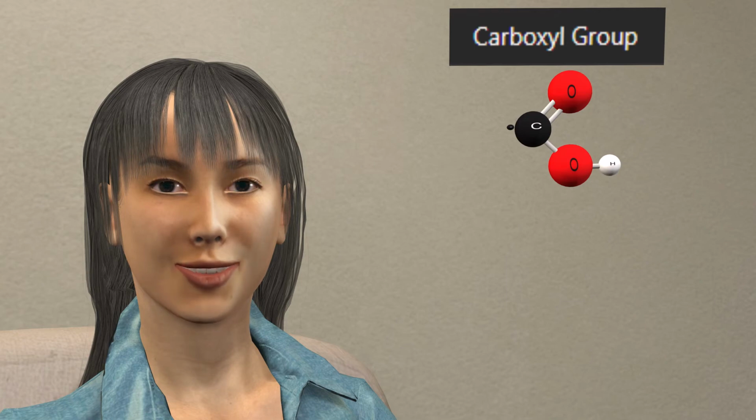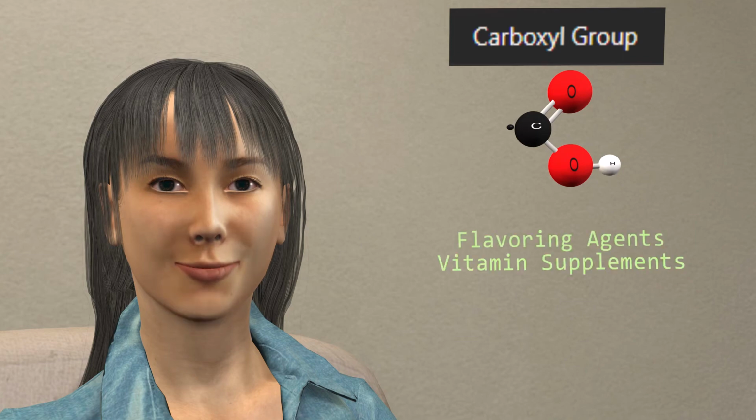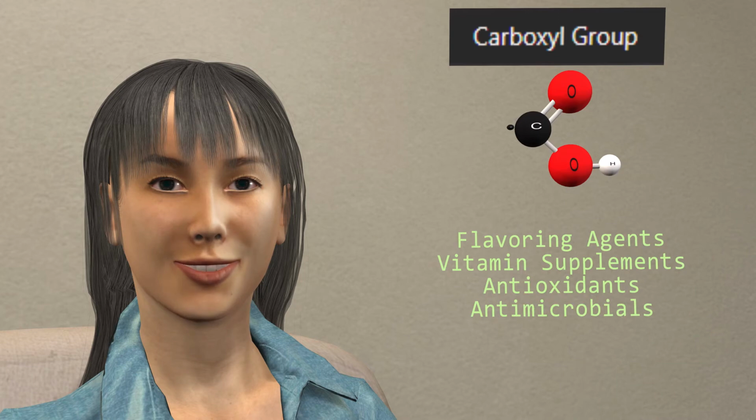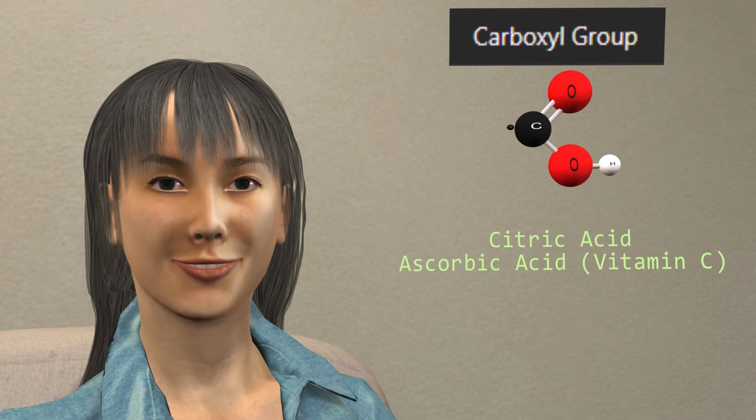Next, let's take a look at the carboxyl group. As this molecular model shows, the carboxyl group consists of a carbon atom, singly bonded to a hydroxyl group, and doubly bonded to an oxygen atom. Organic chemicals that contain the carboxyl group typically have acidic properties. They are used as flavoring agents, vitamin supplements, antioxidants, and antimicrobial additives. Examples include citric acid, ascorbic acid, which is vitamin C, tartaric acid, and sorbic acid.